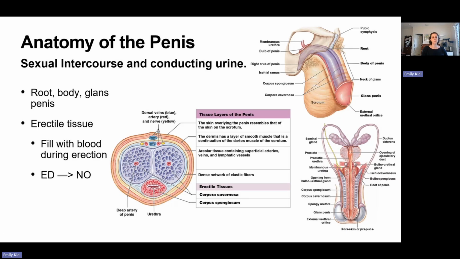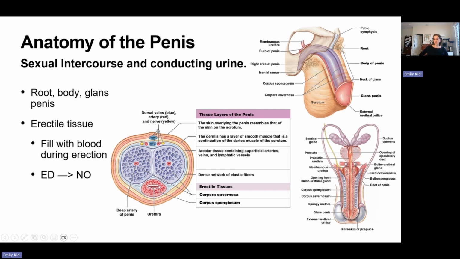The penis is full of erectile tissue, and this tissue is almost spongy, and it fills with blood during the erection, which creates firmness and can create swelling. There are two main parts. You've got your corpus cavernosum here, and then your corpus spongiosum. If you look at it in this view, you can see the corpus cavernosum surrounds the corpus spongiosum, which is surrounding more nearly the urethra.